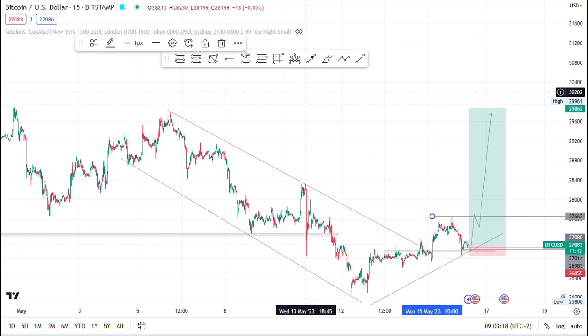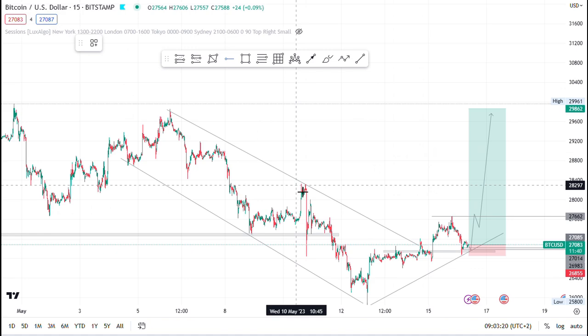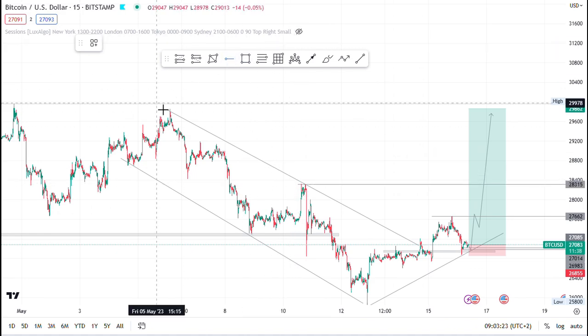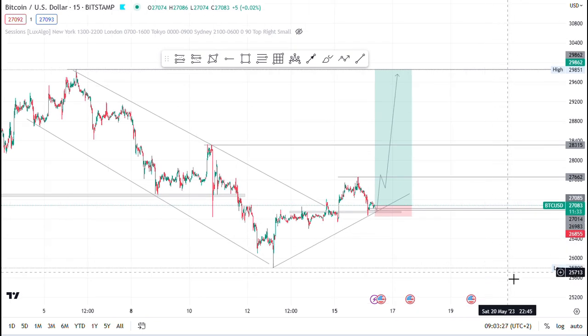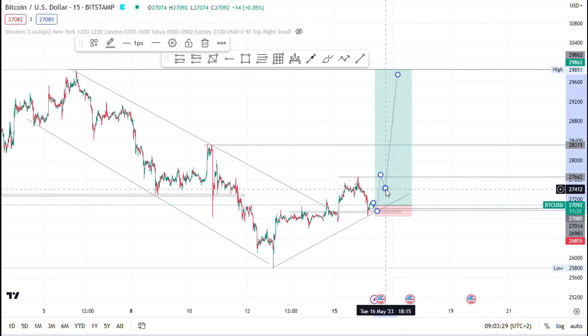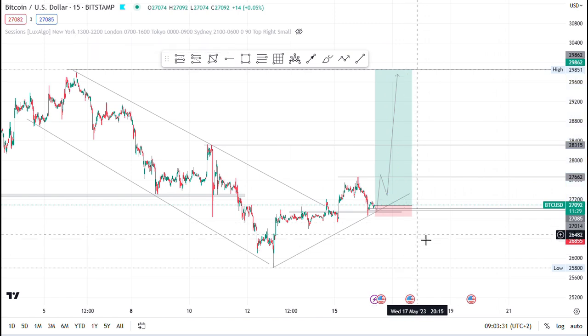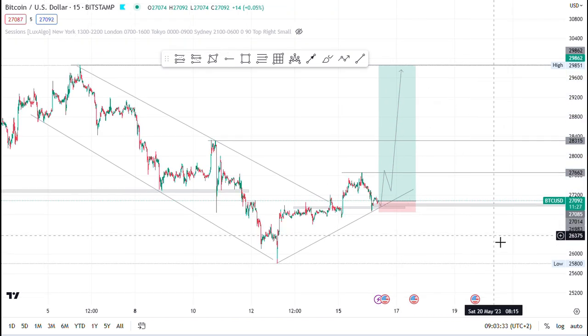First take profit, second take profit, third take profit. So yeah, this is what I would expect to see from Bitcoin.